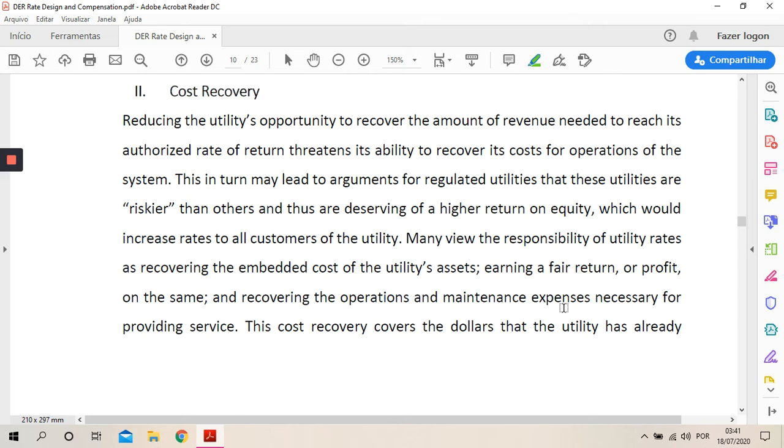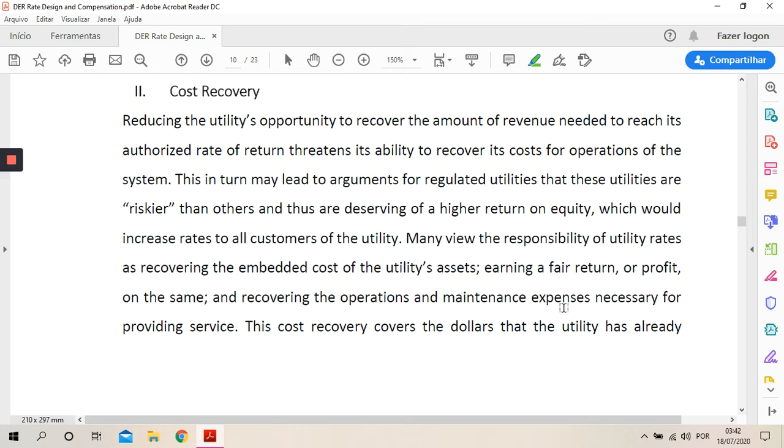Cost recovery. Reducing the utility's opportunity to recover the amount of revenue needed to reach its authorized rate of return threatens its ability to recover its costs for operations of the system. This in turn may lead to arguments for regulated utilities that these utilities are riskier than others and thus are deserving of a higher return on equity, which would increase rates to all customers of the utility.